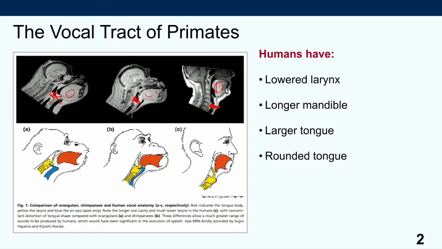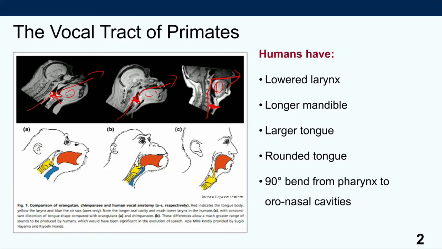And then, tied to the size of the mandible and the bunching of the tongue, we have a different arrangement in terms of the angle of the spine and the windpipe relative to the extrusions of our head. If you follow the windpipe up here, you get this almost 90 degree angle, whilst in the chimpanzee you have a much more gentle angle, and in the orangutan you almost have a straight line passing through here. So we have a 90 degree bend from the pharynx to the oronasal cavities.